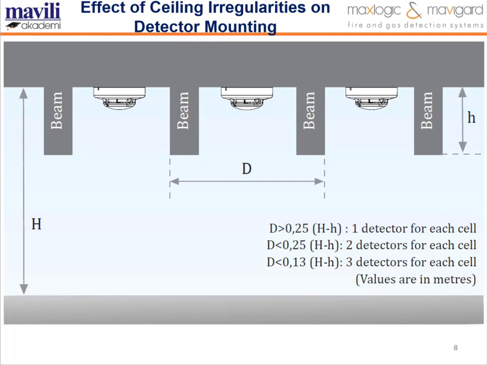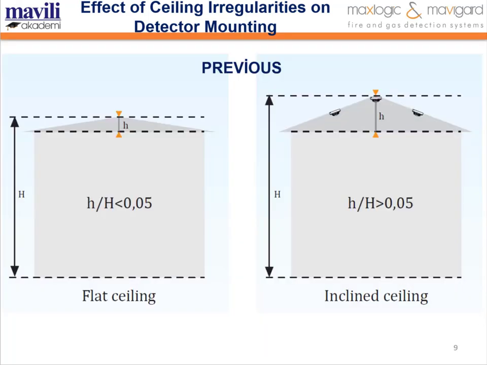If capital D is greater than 0.25 (H minus h), a detector should be in every cell, as you see on the screen. If capital D is less than (H minus h) multiplied by 0.25, two detectors for each cell. If capital D is less than (H minus h) multiplied by 0.13, three detectors for each cell. Here, we will see the previous regulation of how mounting should be done in inclined ceilings, like the figures shown.